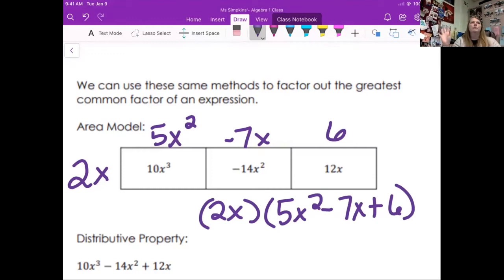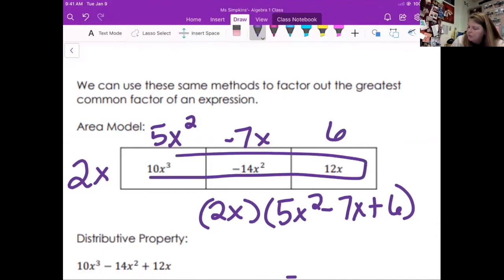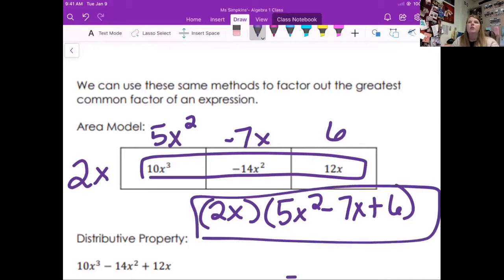Any questions so far? Yes. Why don't you separate the 5x squared and the minus 7x plus 6? What do you mean, why did I separate it? Because you put a 2x by itself and then the other. So what I'm trying to do is I'm trying to see what 2 things can I multiply together to get this answer that's inside the box. What I can do is I can multiply 2x by 5x squared minus 7x plus 6. That's the goal. Before I gave you this and said, multiply these together, and you were getting the stuff inside the box. So we're kind of working backwards.